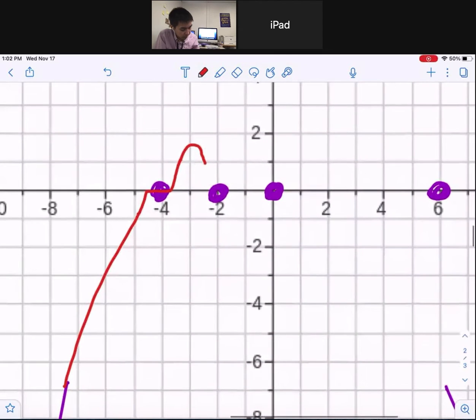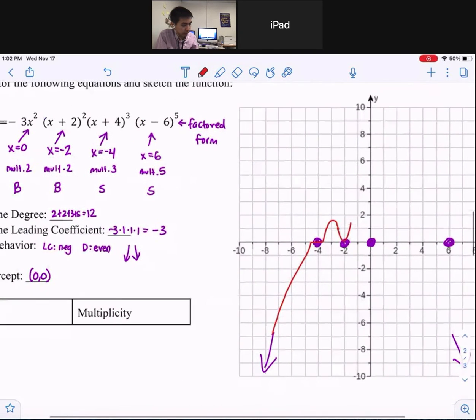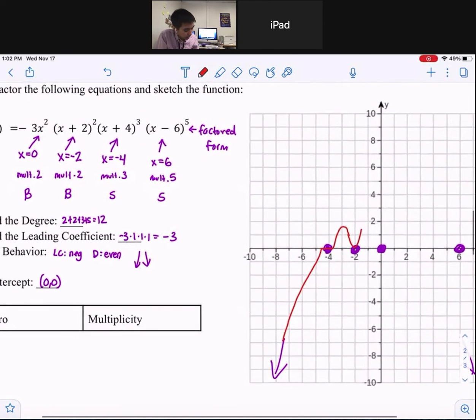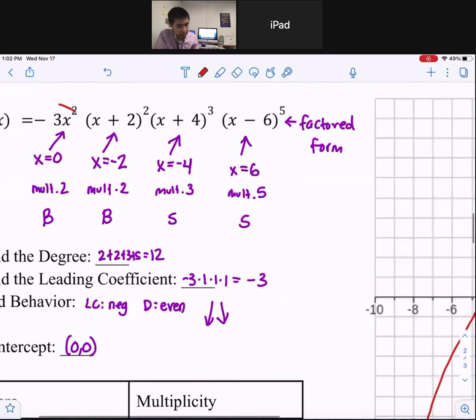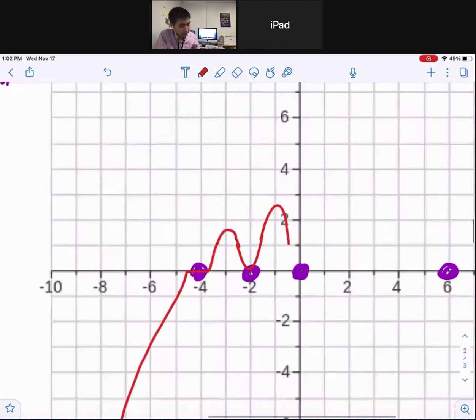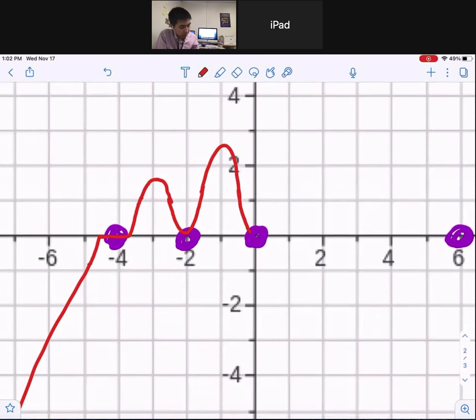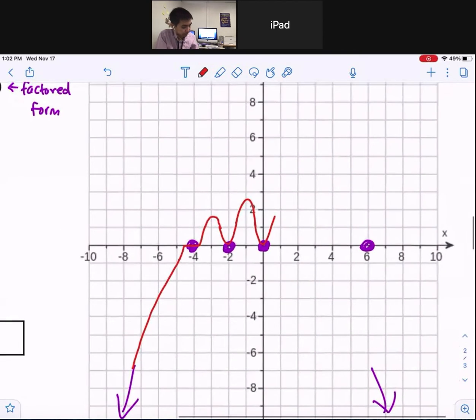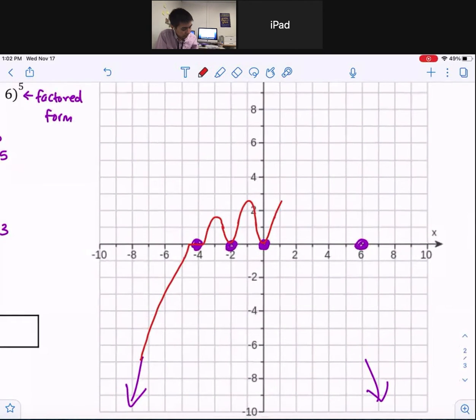So you go up to it, you bounce off of it, and we're still on the same side of the x-axis that we initially were. Okay, now let's curve this back down so that we are approaching the next 0. And the next 0 we're approaching is x equals 0, which is a bounce. So we're going to bounce off of it, and we're still on the same side of the x-axis. Okay, and then let's curve it so that we can reach the next 0.